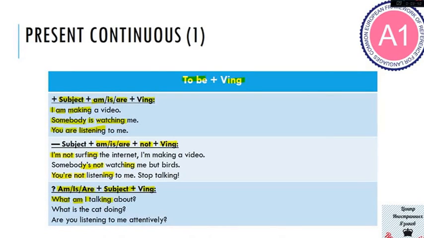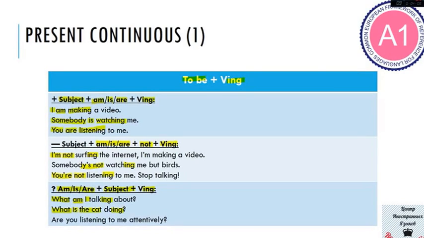What is the cat doing? Again, the question word is in the first place, the verb to be is in the second place after the question word, the cat as a subject is used after the verb to be, and the main verb is in the third place.